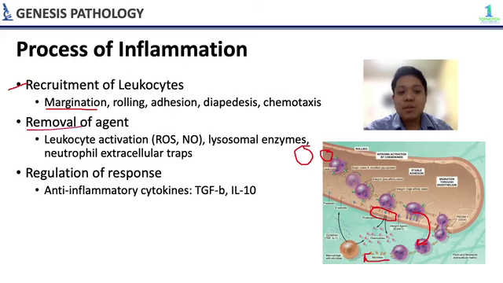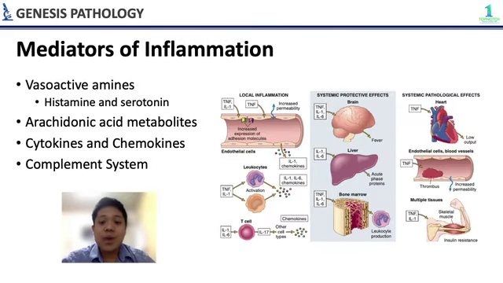And next, you have the removal of the agent. So, since na-activate yung mga leukocytes ng reactive oxygen species and nitric oxide, mag-release sila ng mga lysosomal enzymes and neutrophil extracellular traps to kill the microbes. And then, you have the regulation of the response because again, you don't want that area to be inflamed forever. Tapos ang anti-inflammatory cytokines ay TGF-beta and IL-10. Okay, so we have the mediators of inflammation. So first, you have your vasoactive amines, the histamine and serotonin, then the arachidonic acid metabolites, cytokines and chemokines, and your complement system.